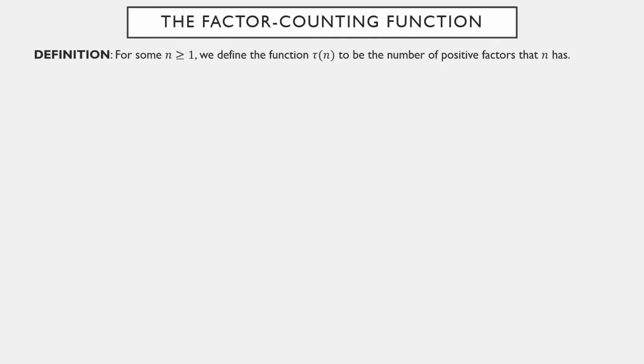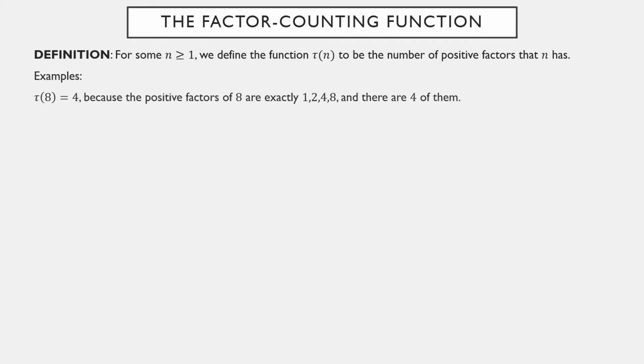Okay, now for any number n bigger than or equal to 1, so for any positive integer, we define this function tau of n, this is the Greek letter tau, to be the number of positive factors that n has. So for example, tau of 8 is 4, because the positive factors are 1, 2, 4, and 8. How many factors are there? There were 4 of them, so tau of 8 is 4.